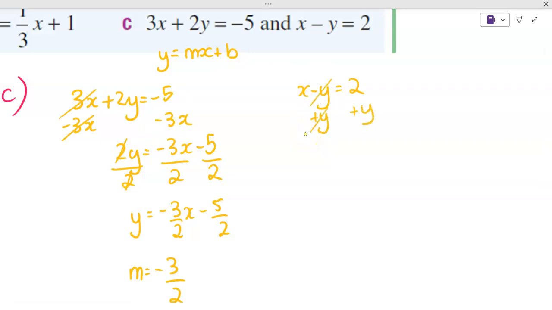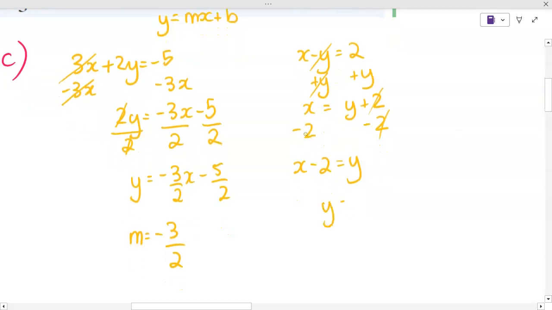And then I'm left with x equals y plus 2. What I'm going to do, and you don't need to do it this way, you can do it by other means, but I'm going to now take off 2, take off 2. So I get x take away 2 is equal to y. If I just write that the other way, y equals x take away 2. And that's the form of y equals mx plus b.